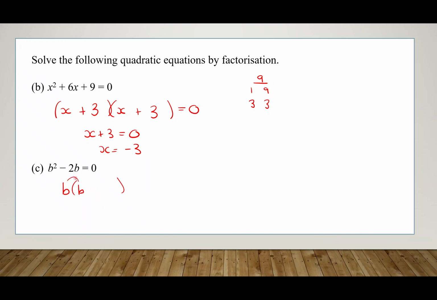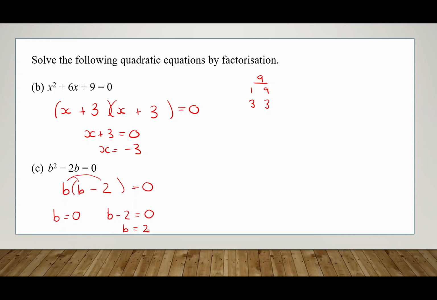You can see the b times b is going to give me the b squared, and then I need a -2 to give me the -2b at the end. Now I'm still going to set each part equal to 0. It's just that the first part is just b equals 0, and then the second part is the whole bracket. b minus 2 is equal to 0, so b is equal to 2.